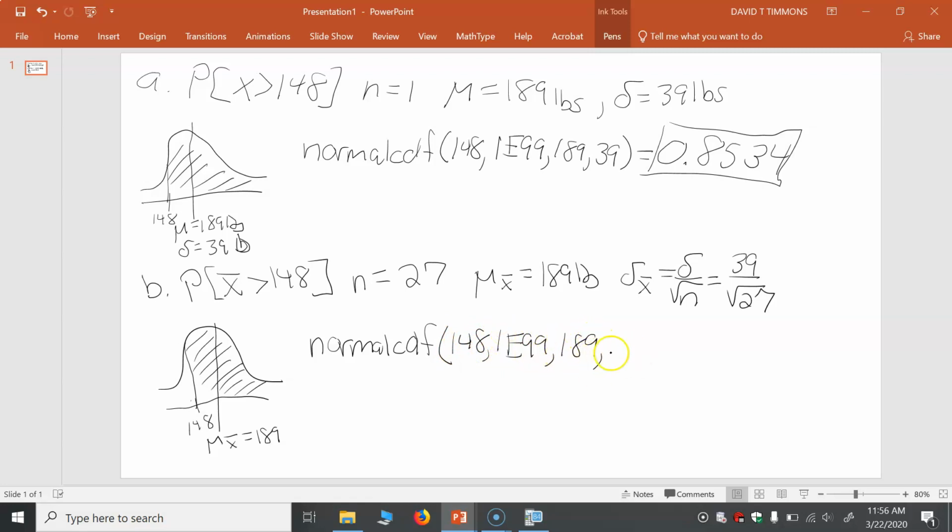The mean is 189. Now the only adjustment we have to make is the standard deviation, and like we've seen earlier in the course, with some of our functions in the TI, we can actually put directly into the argument of the function 39 divided by square root of 27. So you don't have to do any intermediate calculations like rounding this to a few decimal places or something like that. So let me show you how we can do that. Let's go back to the TI.